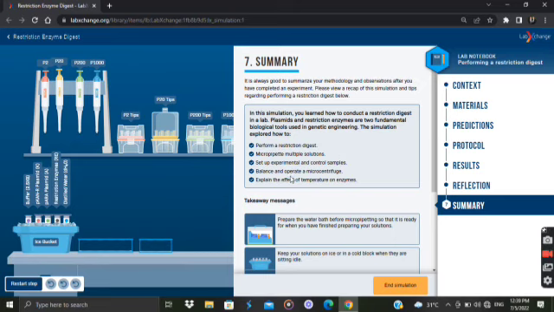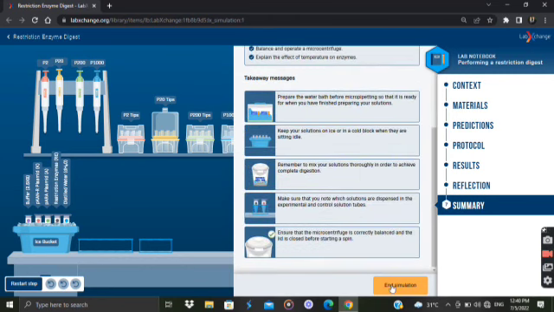I've learned how to balance and operate a microcentrifuge, where we place the samples right opposite of each other to make sure the centrifuge is balanced, and I have explained the effect of temperature on enzyme, which you can basically rate at the results area. So end simulation, and that's it.